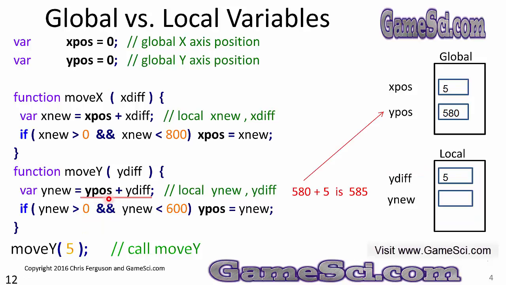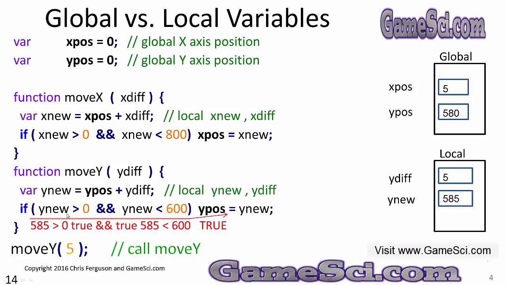Again, we're sort of mixing here. We've got yposition, which is a global variable and contains 580, and we're going to add to it the local variable or parameter ydiff. 580 plus 5 is 585. The 585 that we calculated gets assigned to the local variable ynew. There's a 585 there. We'll test it to see if it's good. We're working here on an 800 by 600 screen. So if our ynew value of 585 is greater than 0, that's a true statement. And our new value, 585, is less than 600.